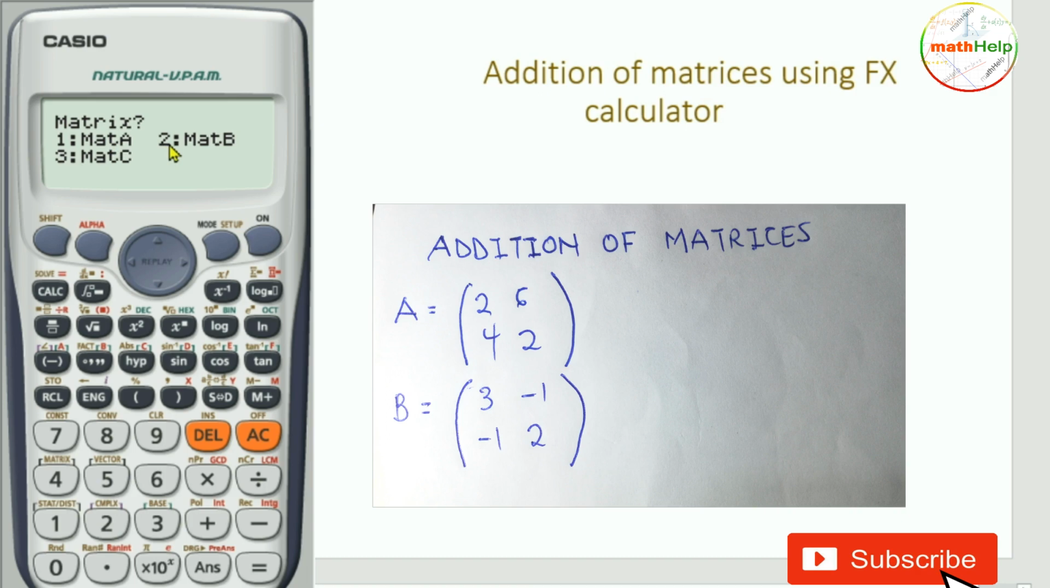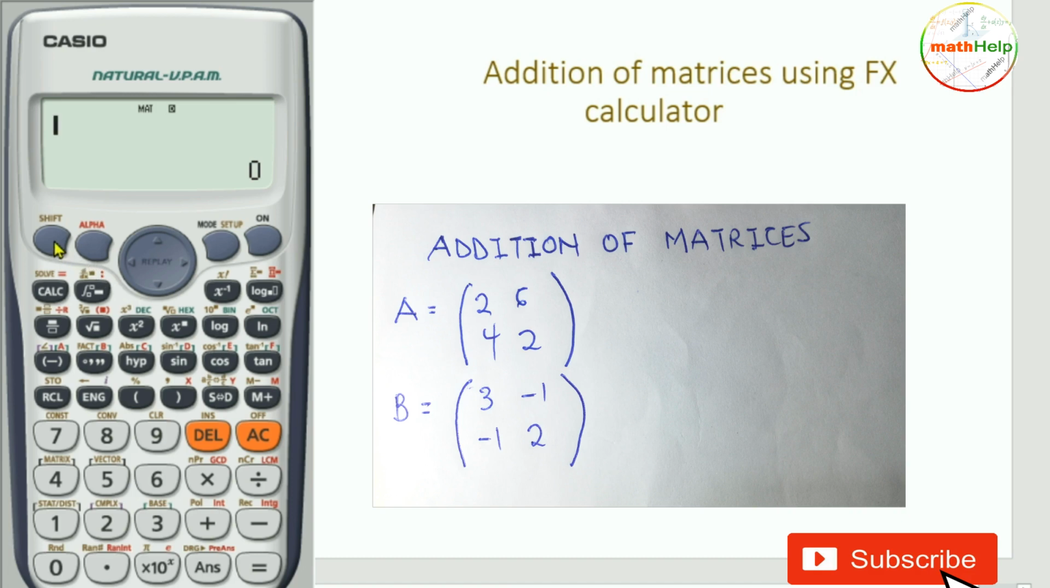Note that any data you enter in matrix mode is automatically stored in memory. So now we choose 2. Matrix B is also a 2 by 2 matrix, so we choose 5. Now we enter our data: 3, equals, -1, equals, -1, equals, 2. Nice. Now we are done with inputting our data in memory. Now we have to operate on the inputted data.